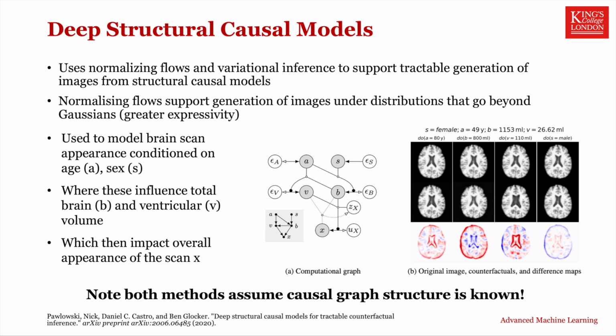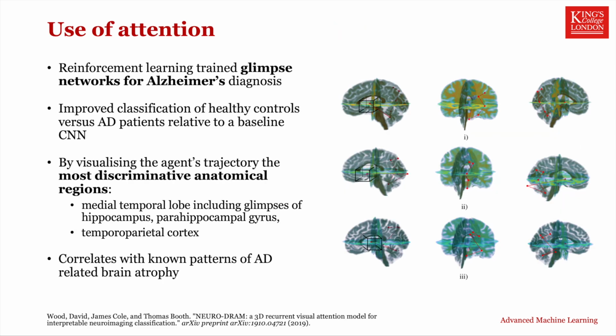In principle, therefore, these types of causal model offer significant potential to build mechanistic models of disease, with the very important caveat that for both causal GAN and this paper, the authors assume the causal graph structure is known a priori. Thus, this is only possible when a clear hypothesis of causal model for a disease or phenotype is already known.